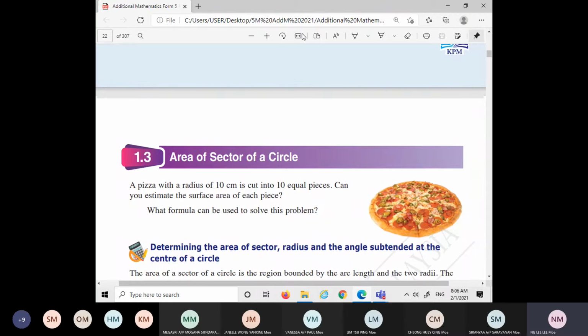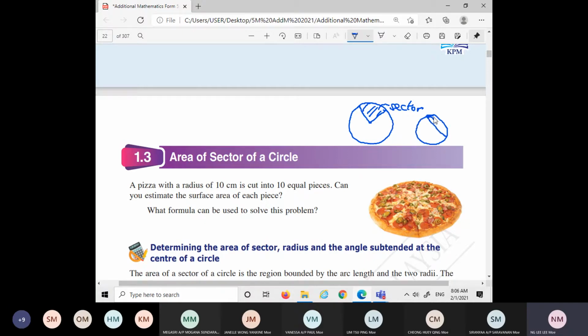Wait for a while, I have to choose the pen. Okay, so if this is a circle, and this is the center, then the area is this. This is the sector. Today we're going to learn the area of a sector. If a segment is like this, a circle with a chord, then this is the segment. So make sure you know what is a sector and what is a segment.